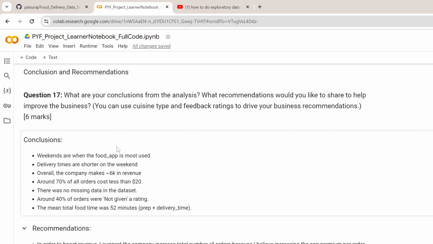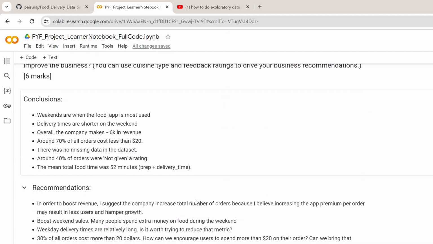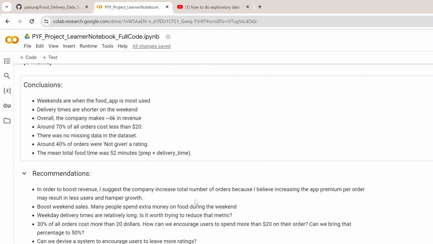So these, again, are all things that product managers can be looking at. They can ask, how can we boost the revenue? How do we make the delivery time shorter? It depends on what metrics they are prioritizing at the time. The mean total time was around 52 minutes. So, recommendations. In order to boost revenue, we can try increasing the total number of orders, because we're getting a skim off the top of each bill. So if we can increase volume, we can get more revenue.